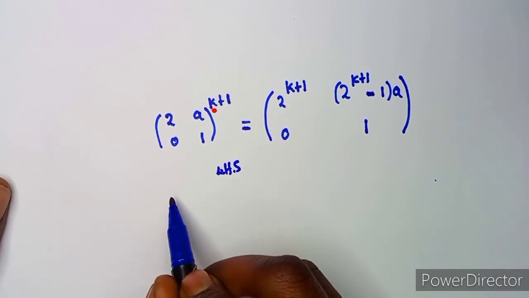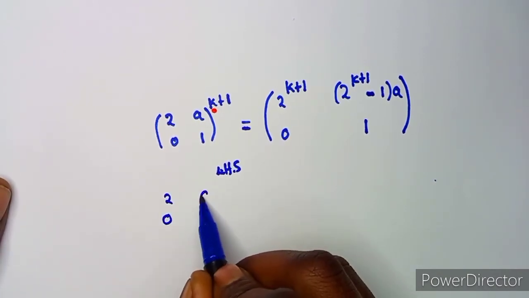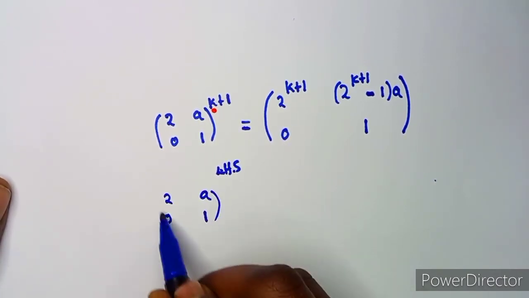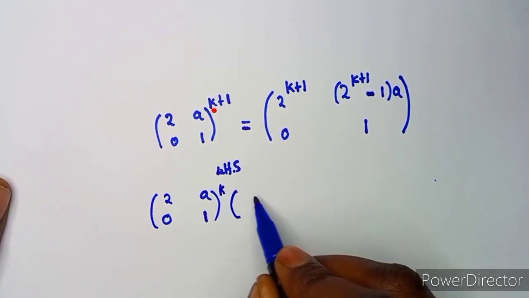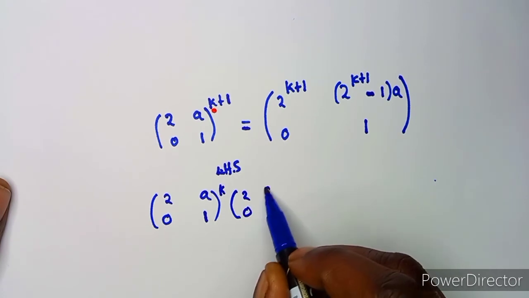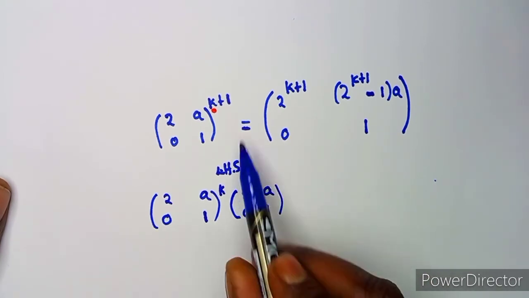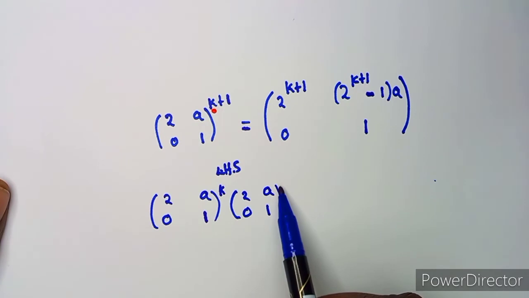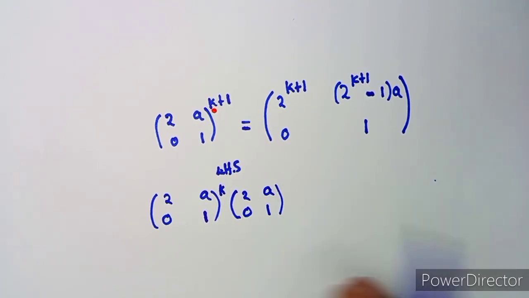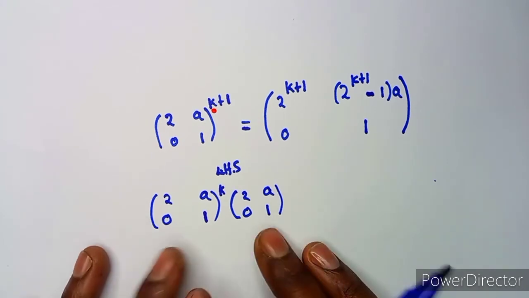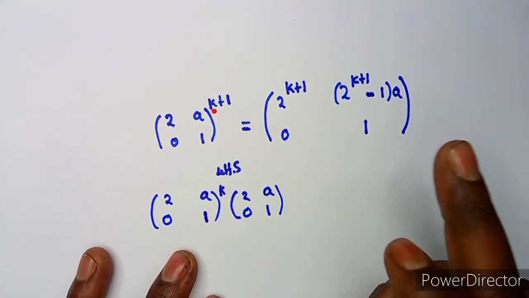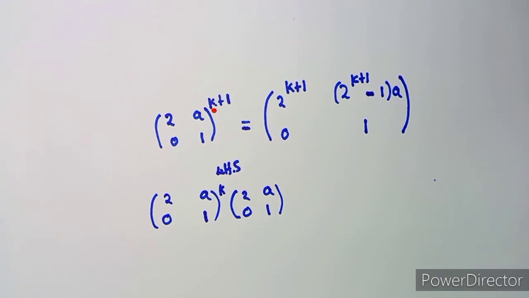All right, that's 2, 0, a, 1 in this case to the exponent of k, which is being multiplied by 2, 0, a, 1, which is to the exponent of 1, and to the exponent of 1 is just itself, so you just leave it like that. So this is what you have, and you must prove that from this my answer is going to be like this. So how are you going to prove?